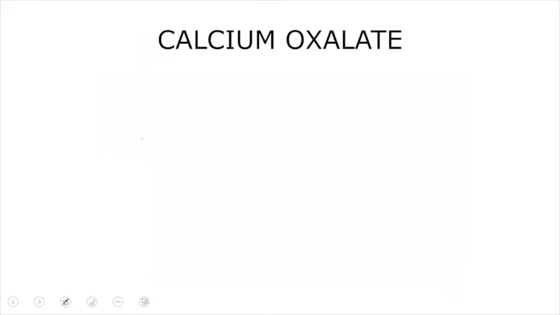As I've already said, it is the most common stone in the kidney or in the urinary tract, and it's usually seen in adults, like all the stones. It is radio opaque in nature. So by using normal non-contrast radio imaging, we can identify this stone as well. And it is a matter of fact that it is pH independent. So I'll be telling why it is pH independent.